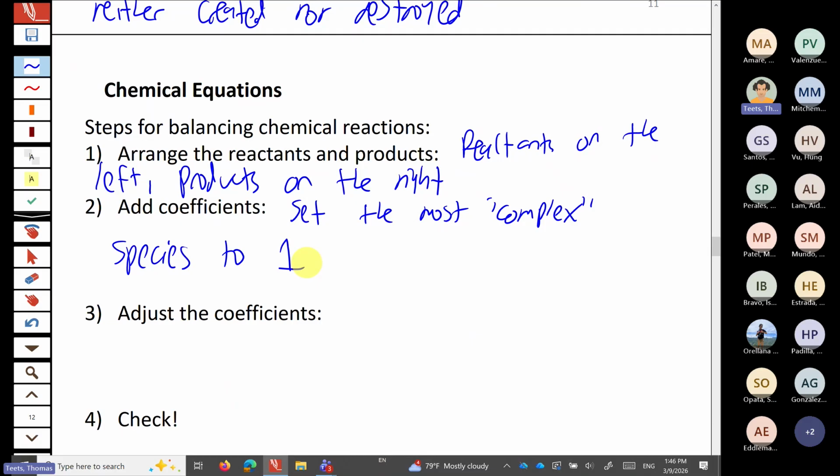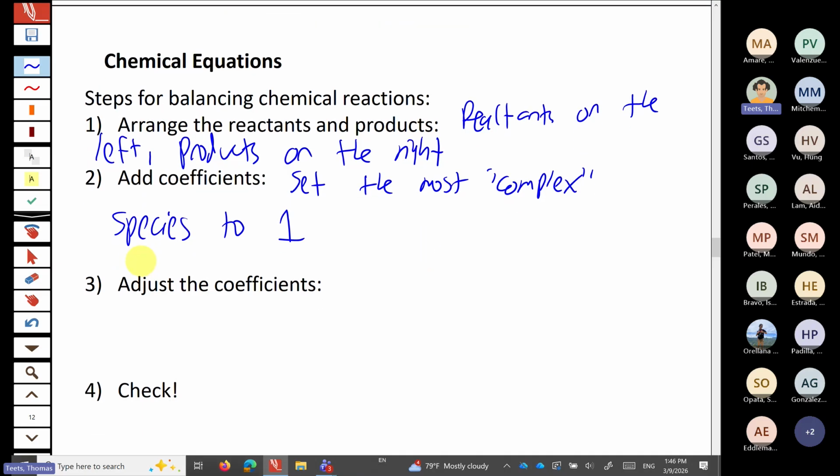You're just changing coefficients. But sometimes if you adjust one coefficient, you have to also adjust another one. You have to kind of go back and forth. If you set the most complex thing to 1, that sometimes limits the amount of guessing and checking you have to do to get it right. But there's different ways you'll have to do this depending on the situation you encounter. So this is just a recommendation that sometimes works. You're going to adjust the coefficients, as I said, to make sure that the atoms balance on each side of the arrow. They have the same number of each type of atom on both sides of the arrow.